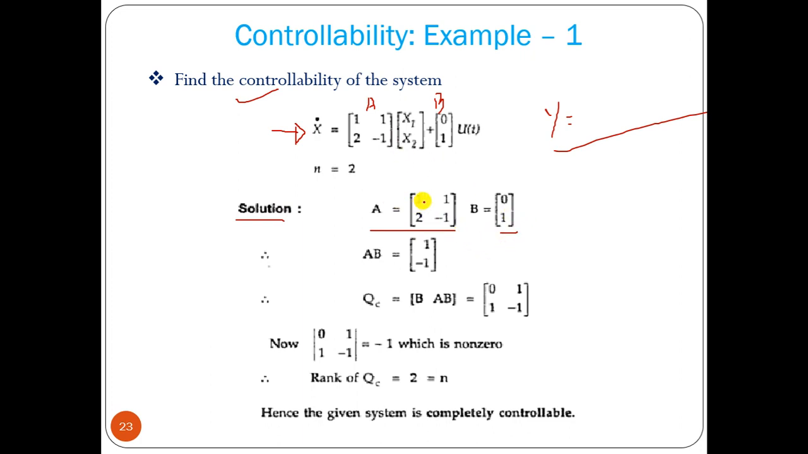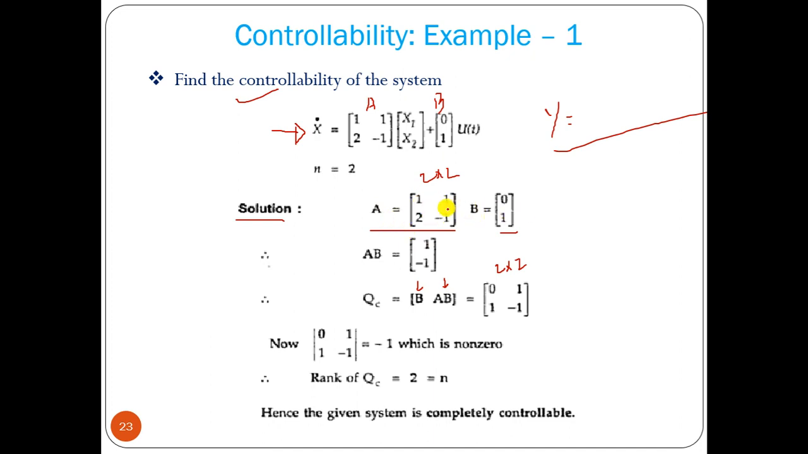The size of A is 2 cross 2, so the QC matrix must be 2 cross 2. You can see here this size is 2 cross 2. That means we must have 2 columns for the QC matrix, since the A matrix has 2 columns. So A into B you have to perform.